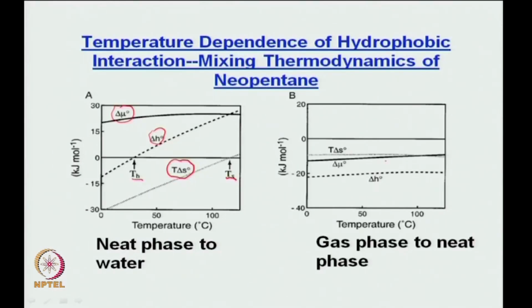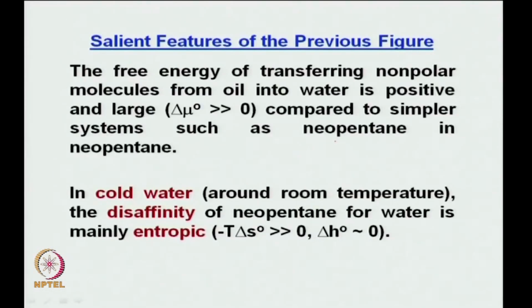Are the slopes as steep as you had in the left panel? See the slopes of delta H 0 and the slope of T delta S 0. The slopes are very small. So, on one hand, when in water, the slopes of these delta H 0 and T delta S 0 are very steep, but the same thing when you take it in neat phase, neat neopentane, the slopes are actually very small. Now, what do these slopes refer to? These slopes refer to a very important thing.